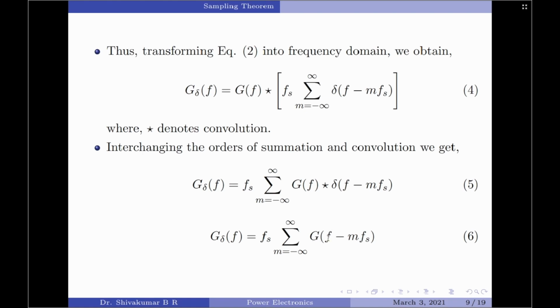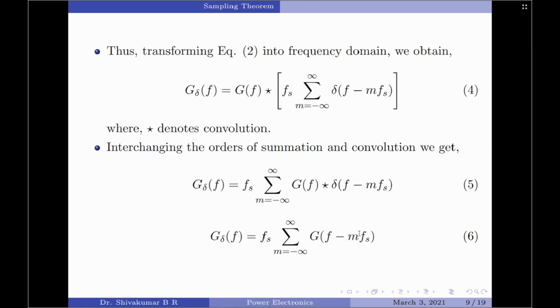Now, from equation 6, we see that G delta of f, which is the spectrum of the sampled signal, represents a spectrum that is periodic in frequency f with a period Fs, because you can see we have f minus mFs. That means G of f is repeated after each Fs. However, we should note that this is not necessarily continuous in nature.